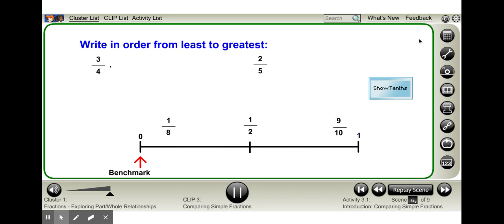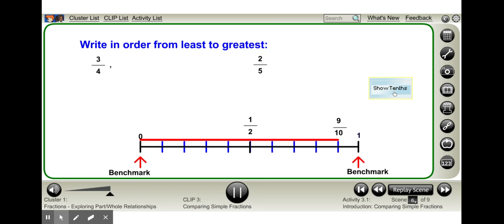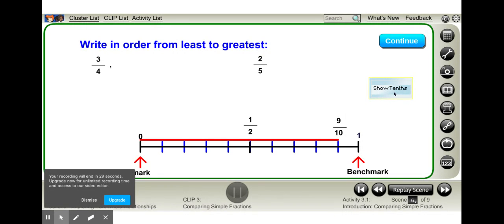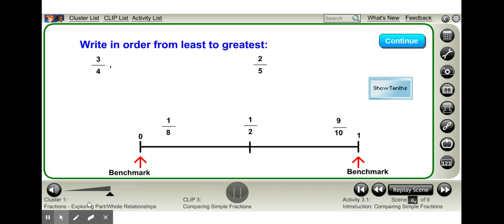In a similar way, 9/10 is almost 10/10, or 1 whole. Now you are using 1 whole as a benchmark. We used 2/5 before, and we saw that it is a little bit less than 1/2.